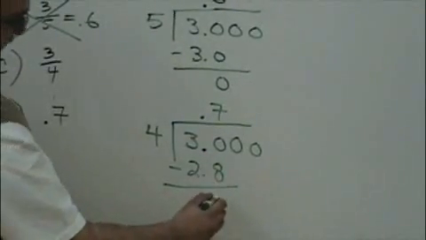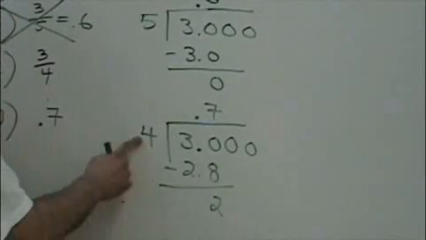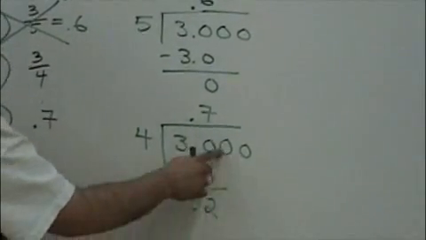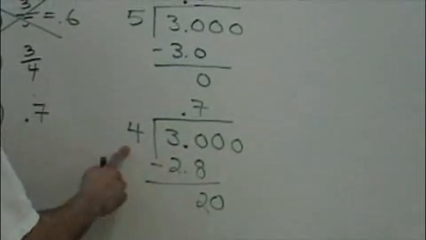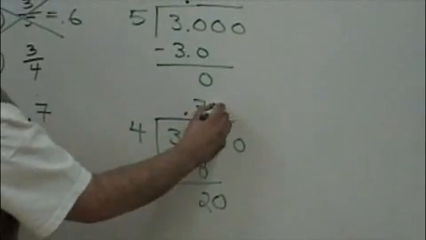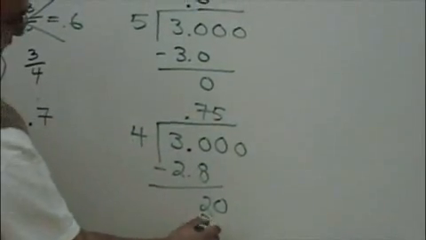30 minus 28 is the 2. I know that 4 does not go into 2, so I drop down the next 0. And 4 goes into 20, 5 times evenly. 5 times 4 is 20. And that leaves me with 0 remainder.